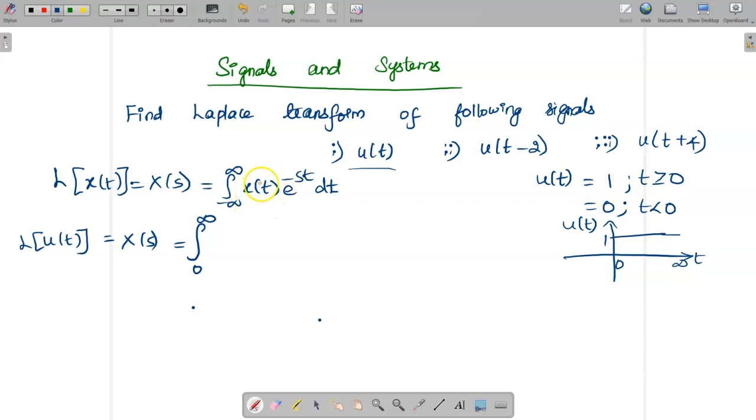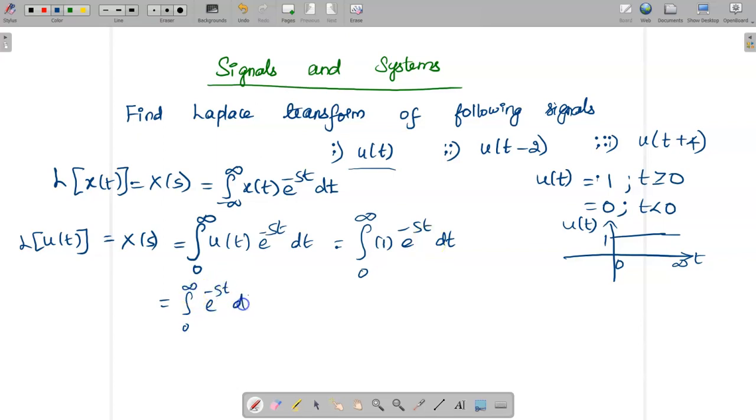So here x of t value is nothing but u of t. So if you want, you can write it as it is, u of t e power minus st dt. In the next step we can rewrite. So for 0 to infinity, what is the value of u of t? U of t value is 1. So I can replace u of t as 1, e power minus st dt. So we can now apply the integration. So 1 into any value is that particular value. So it is nothing but the integral from 0 to infinity of e power minus st dt.